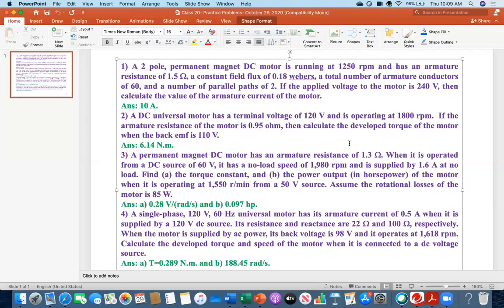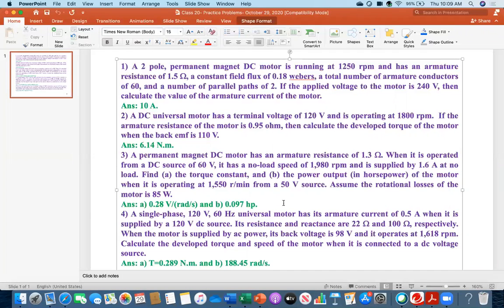Could I ask for a hint on number 3? Are we solving for the current on the first part, or are we trying to solve for something on the first part and then use that to solve for the second part? Yes, that's right. For the first part, you will be getting the torque constant. Then the torque constant will be the same for the second part. Now, for the second part, you should have the new back voltage and the new armature current.